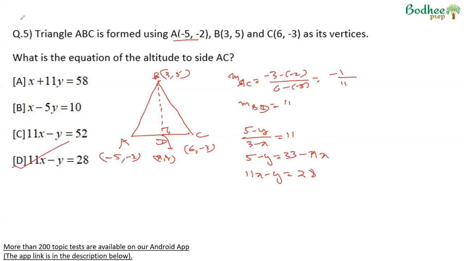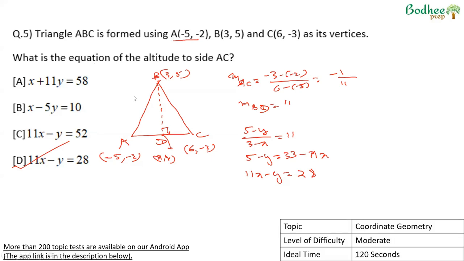Once we have the slope and we know that the altitude has to pass through 3, 5, we can also use the options to get the answer. I think moderate level of difficulty, about 2 minutes to solve.